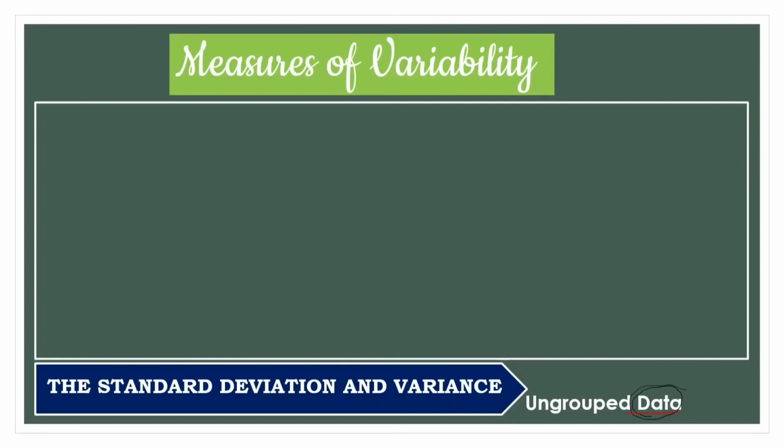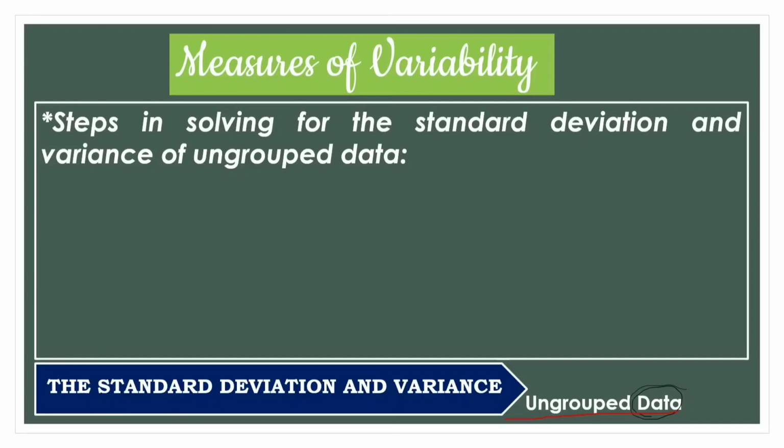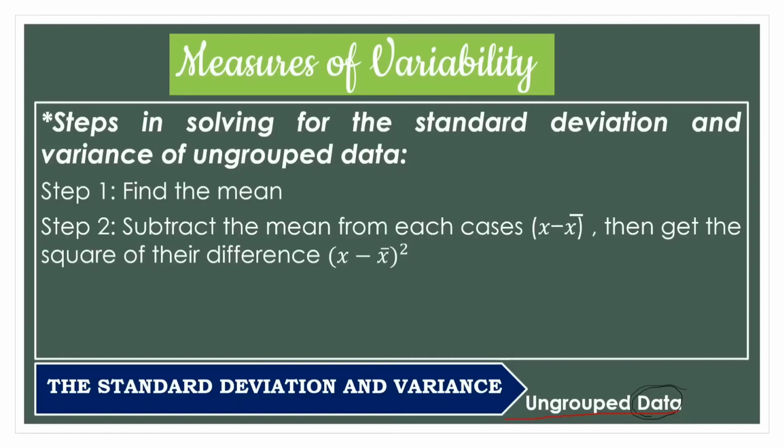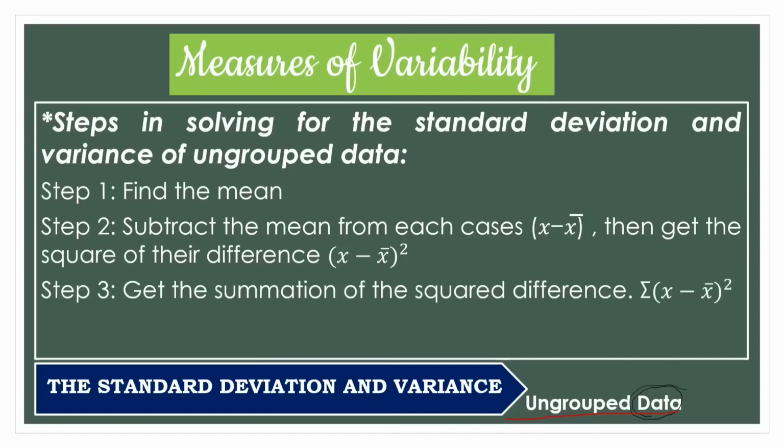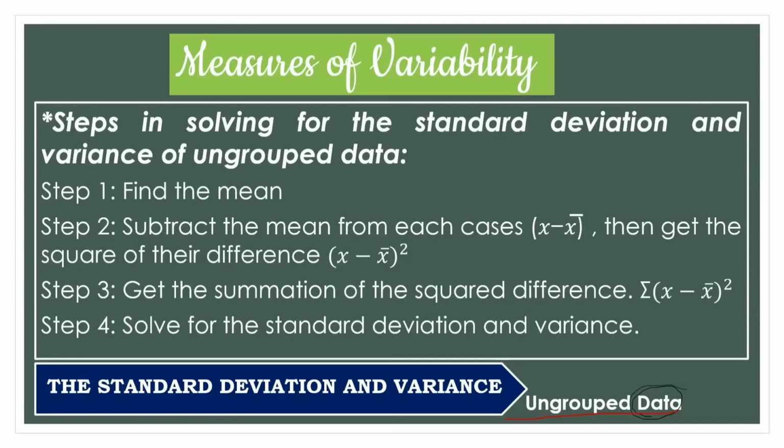Let us first deal with examples in solving for the standard deviation and variance of ungrouped data. Here, there are steps that we also need to follow. For step 1, we find the mean. Step 2, subtract the mean from each case, x minus the mean, then get the square of their difference. Step 3, get the summation of the squared differences. And then step 4, solve for the standard deviation and variance.